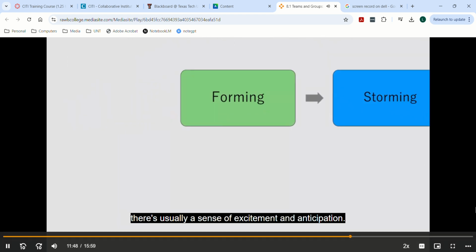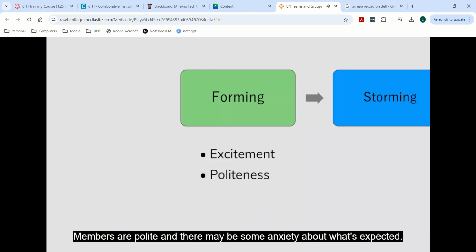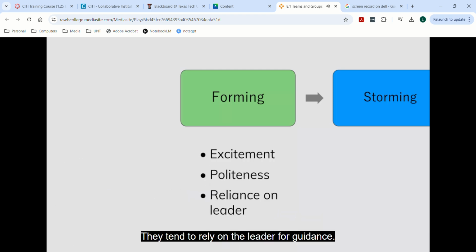In the forming stage, team members come together for the first time, and there's usually a sense of excitement and anticipation. Members are polite, and there may be some anxiety about what's expected. They tend to rely on the leader for guidance.